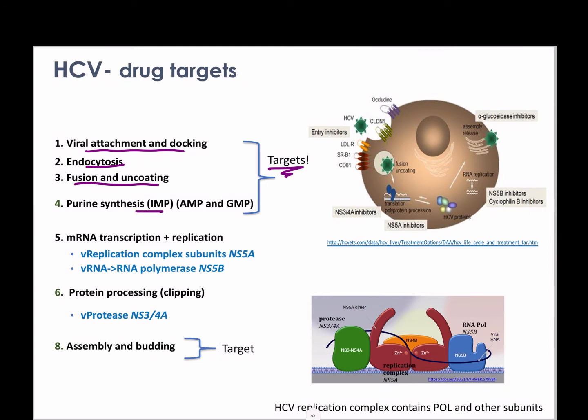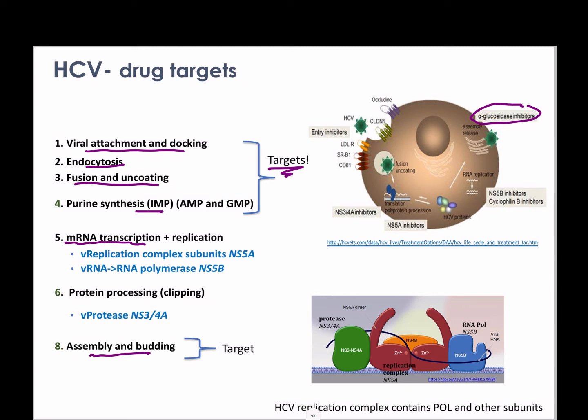We're also looking for targets about assembly and budding, and hopefully you'll be seeing some agents come out for that. We have some alpha glucosidase inhibitors that are involved in getting those proteins ready for assembly. What we do have drugs for is that RNA transcription, which can be either for purposes of mRNA and protein replication and protein production, or in order to have that RNA for replication for new viruses.